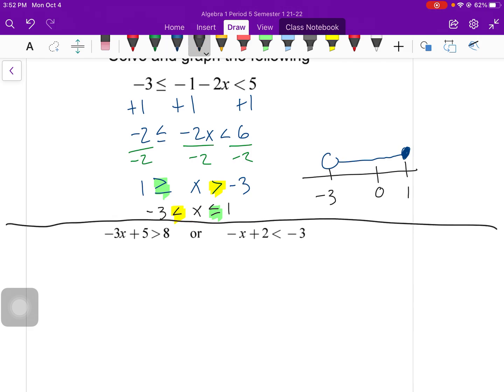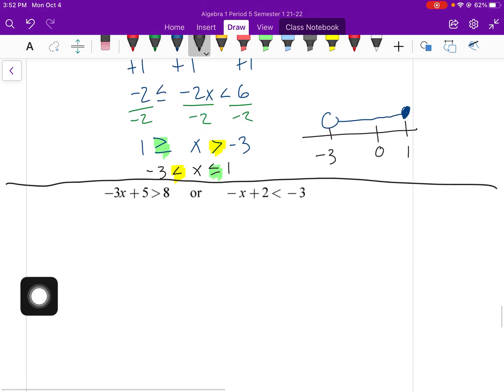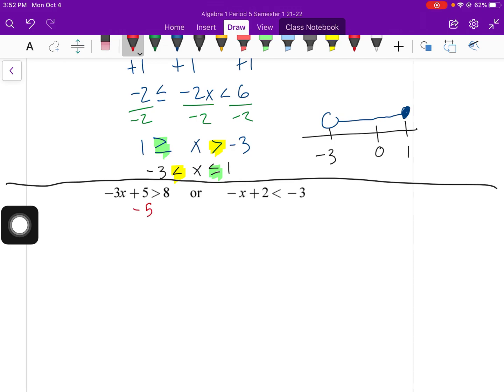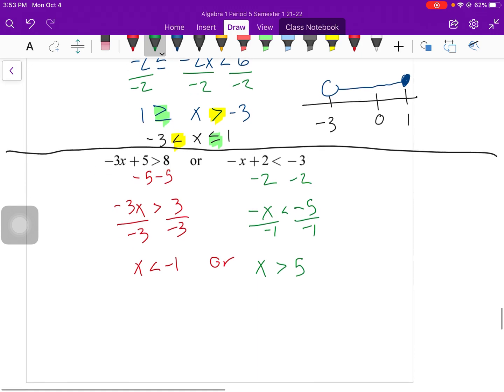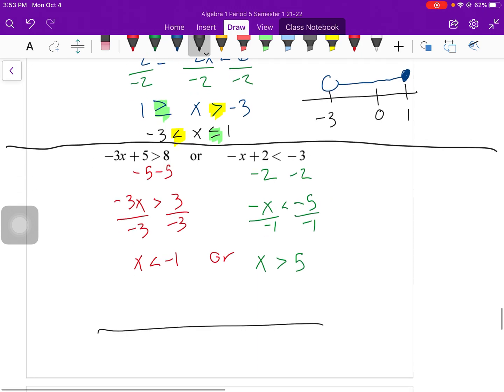Down here, this next one is one question. It's not two questions. I need an x value that does both of these. So for the one on the left, I'll subtract 5. So I've got -3x is greater than 3. When I divide by -3, I've got x is less than -1. Or, I immediately have to do this one as well. -x is less than -5, which means that x is greater than +5.